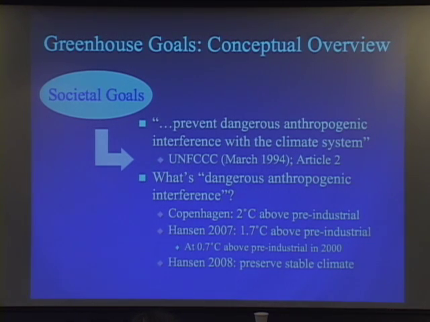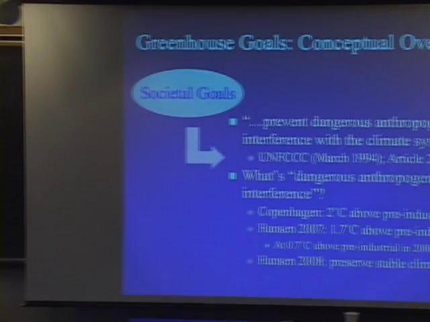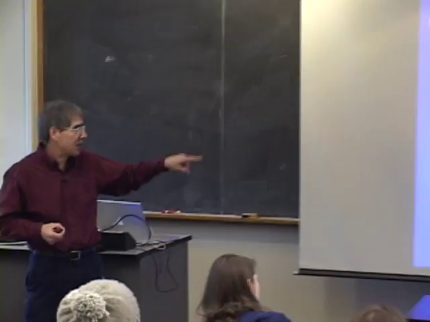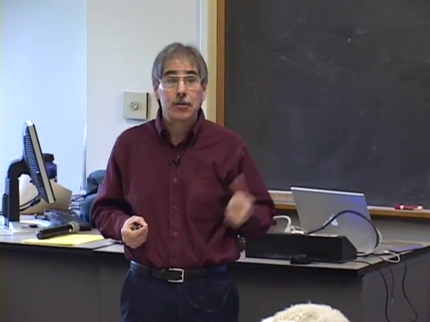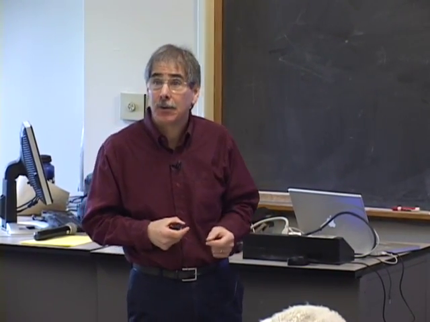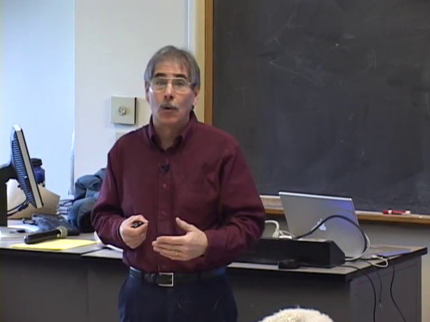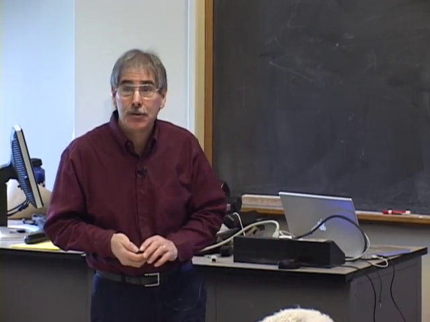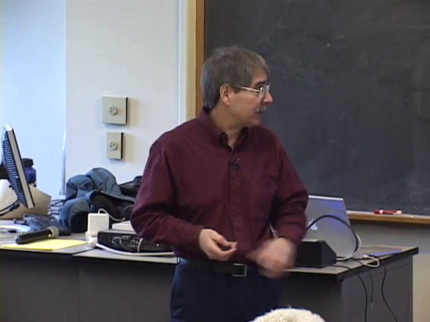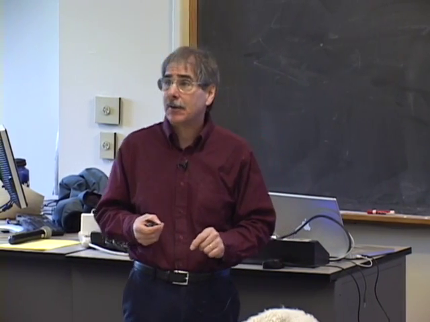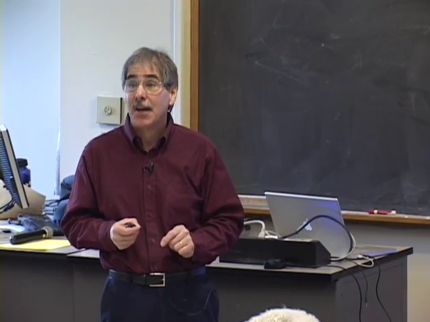pre-industrial level. Hansen wrote a paper in 2007, not the paper I'm talking about today, but a previous paper in which he argued 2 degrees was too much, it had to be 1.7 degrees. Notice that at the year 2000, we were already 0.7 degrees above pre-industrial. So Hansen says we can have at most 1 degree more warming. Now, if you read Hansen's new book, Storms of My Grandchildren, he now considers 1.7 a prescription for disaster.